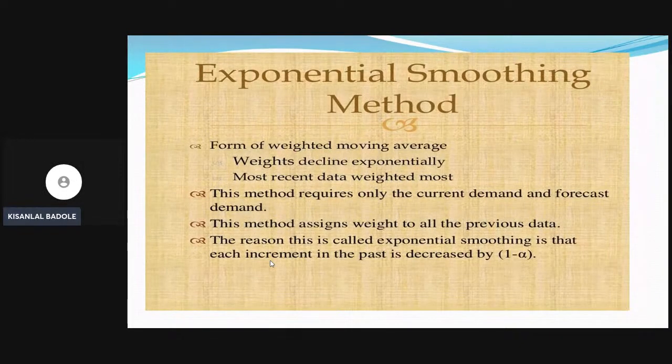After that, the exponential smoothing methods. From the weighted moving average, the weight is decided exponentially, with the most recent data weighted most. This method requires only the current data and the forecast demand. This method assigns weight to all the previous data. This is the reason it is called exponential smoothing; the weight is increasing or decreasing by a factor.